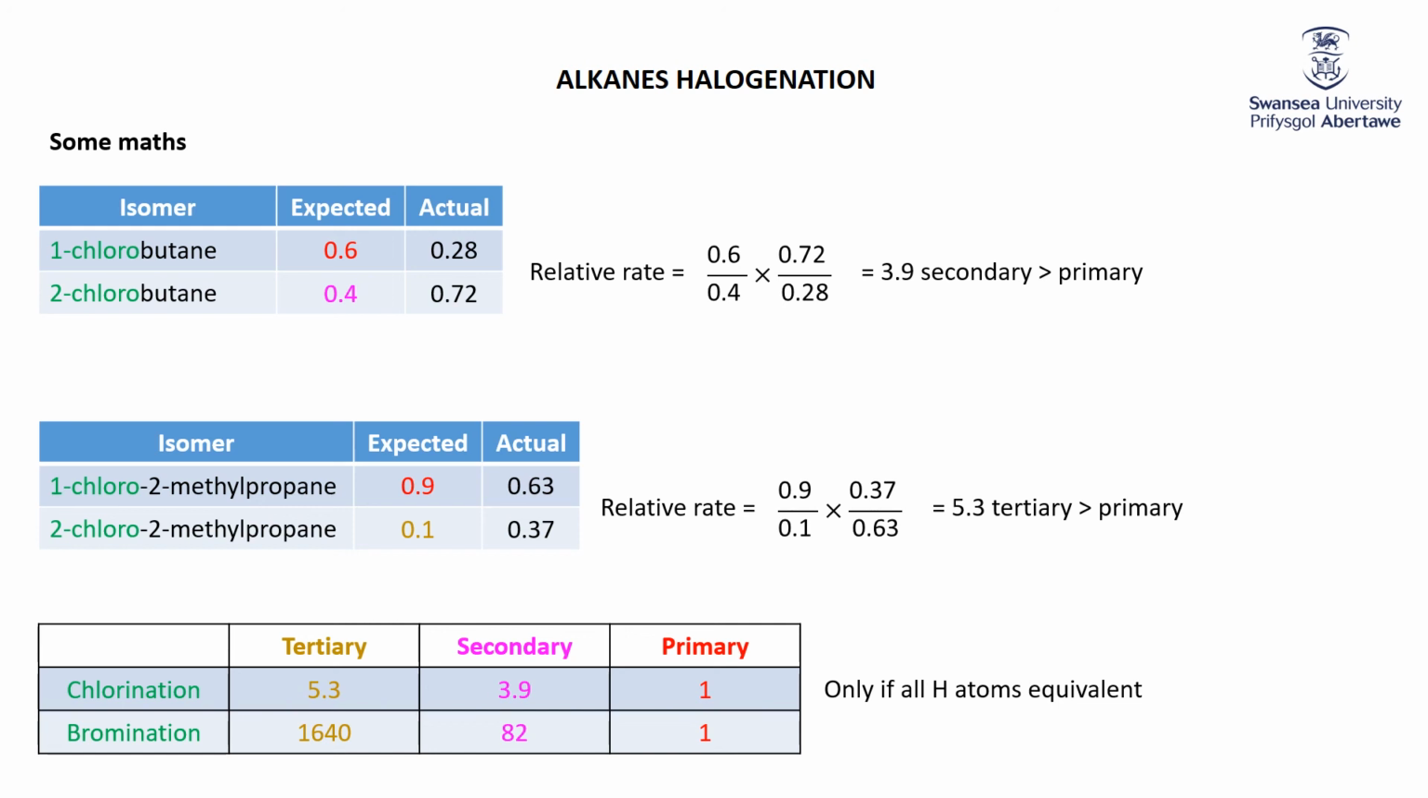On the other hand, if you want to make a tertiary alkyl halide, you would make the tertiary alkyl bromide or the tertiary bromoalkane, because look how much better the tertiary bromination is than the secondary or the primary.